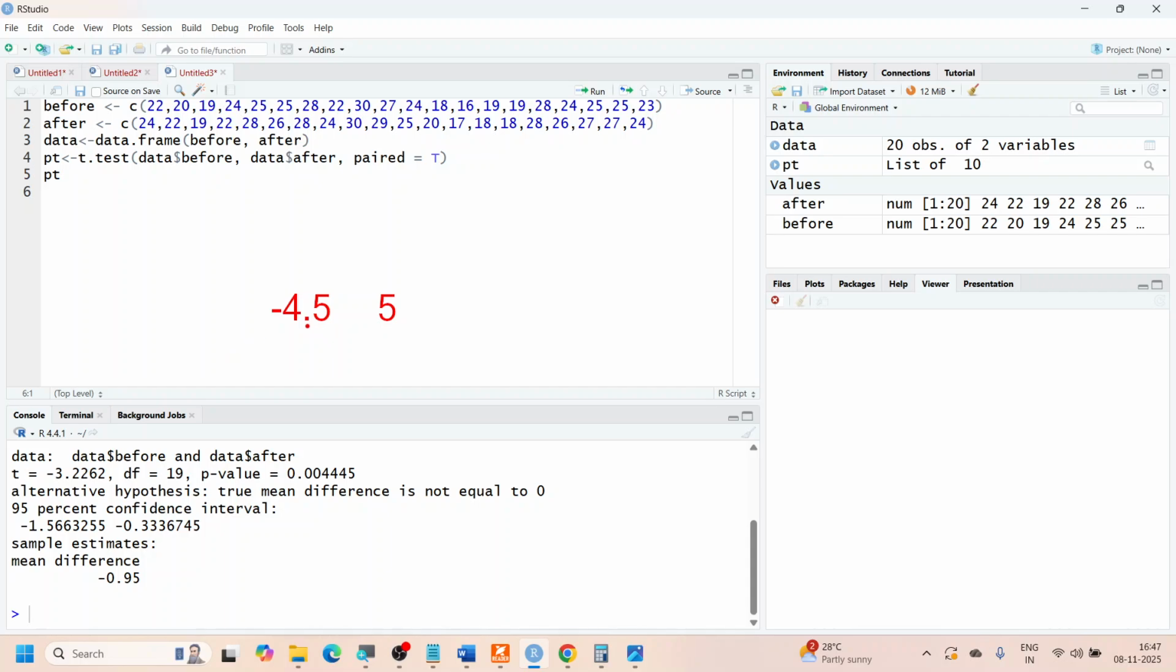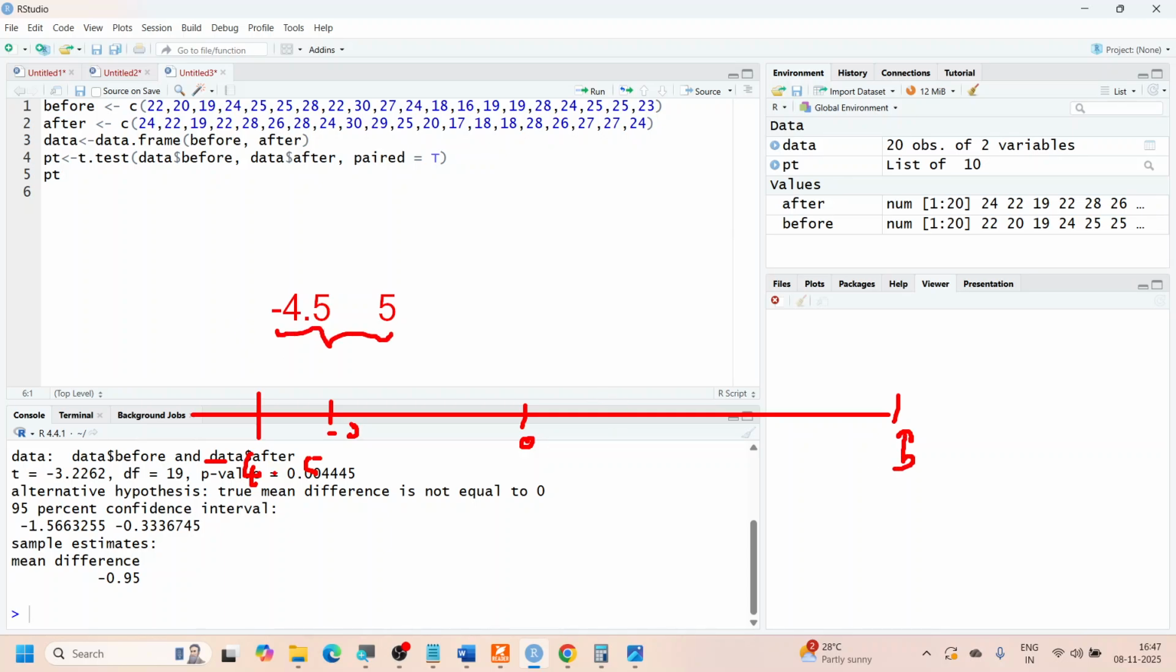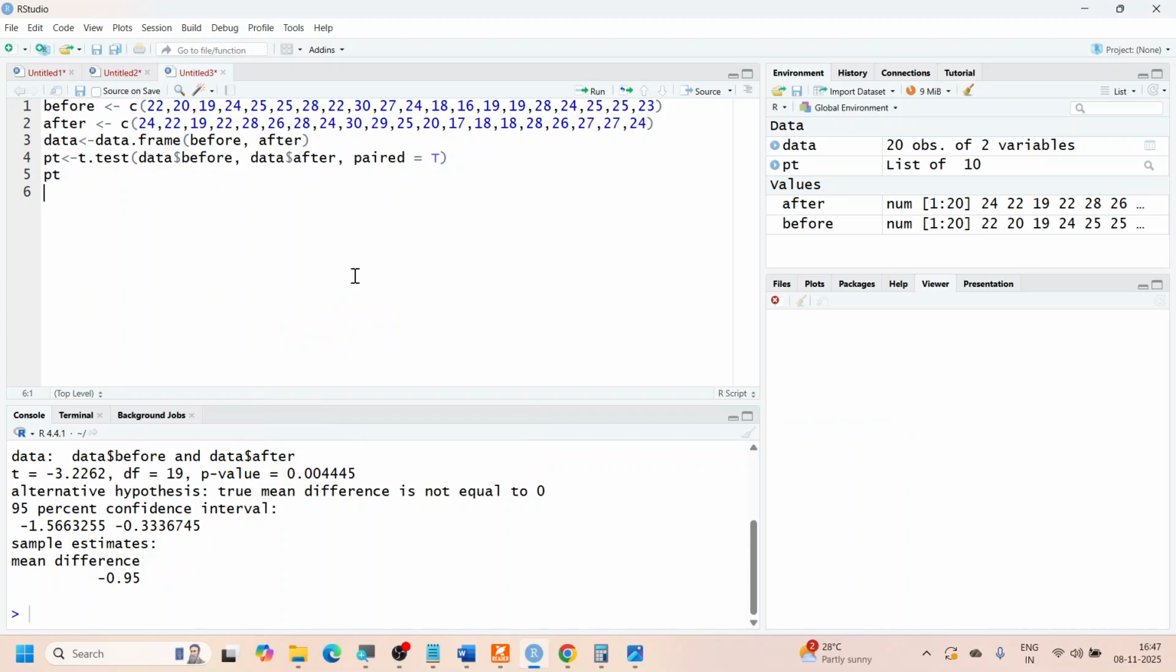So this is minus 4.5 and 5. Remember, if you take the scale here, this is minus 4.5, and you know very well 5 is here. Then you have minus 3, minus 2, minus 1, and then you get 0, 1, 2, 3, 4, 5. So this range contains 0. If it contains 0, then we are failing to reject the null hypothesis.